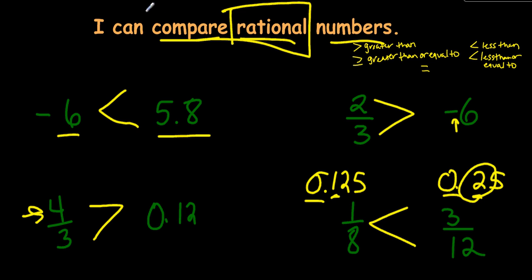These are all situations where I am comparing rational numbers. Negatives, fractions, decimals, the terminators, repeaters, all rationals. I should be able to compare them all. And I hope you can too now.